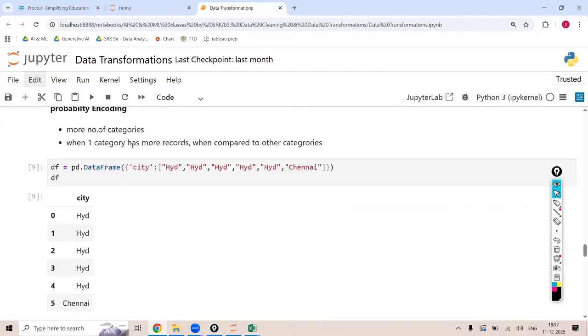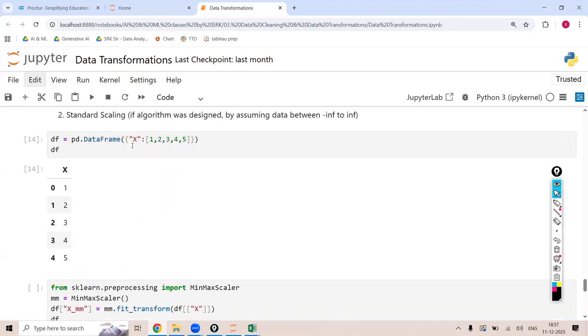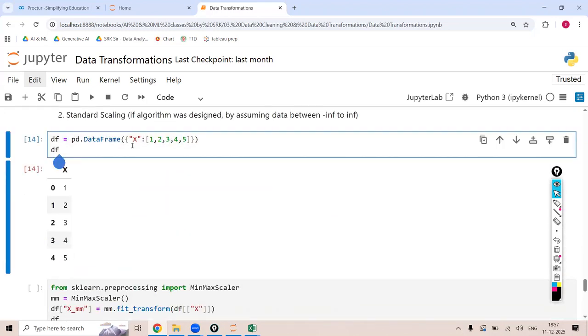Now, within scaling, as I've told you, first I'm going to explain the min-max scalar. What does min-max scalar mean? All the values will be scaled between 0 and 1. It cannot cross more than 1 and it cannot be less than 0. All the values you are going to bring into that range.